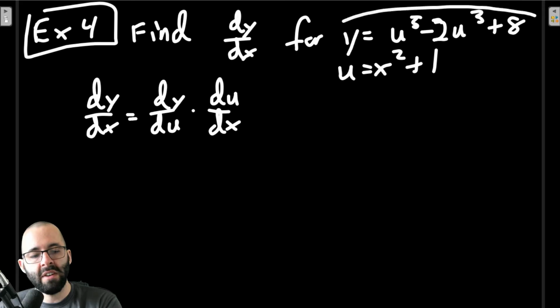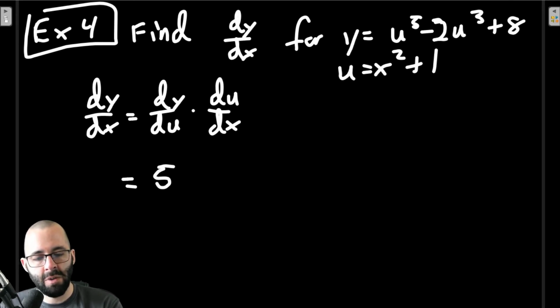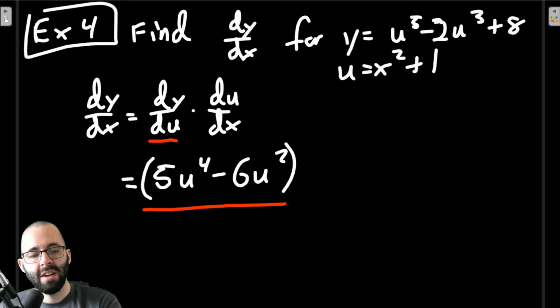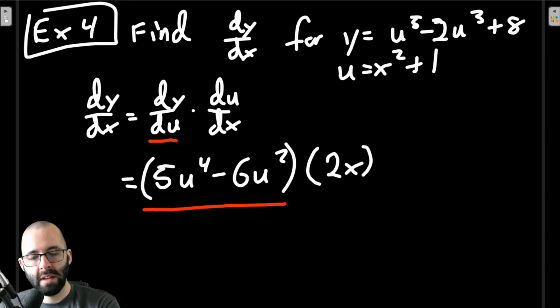So find the derivative of y with respect to u. Oh, that's not too bad. Just the power rule. The derivative of y with respect to u is going to be 5 u to the 4th minus 6u squared plus 0. That's that first piece, the dy du right here. We multiply that by du dx. The derivative of this with respect to x is just 2x. So that's the chain rule right there.